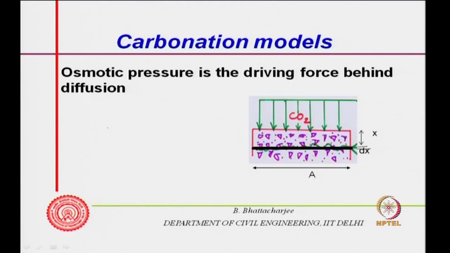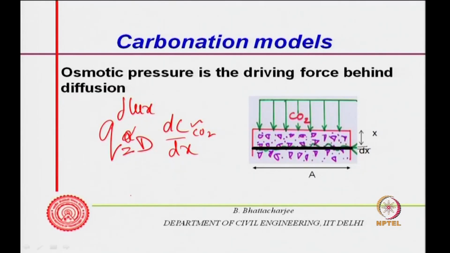Okay. Fick's diffusion law says the diffusion flux, in some unit like kg per meter square per unit time, is proportional to dc/dx, where dc/dx is the concentration gradient and c is the concentration. So, in our case c is CO2, and the constant of proportionality I will call the carbon dioxide diffusion coefficient. So, flux q is proportional to the concentration gradient of the carbon dioxide.